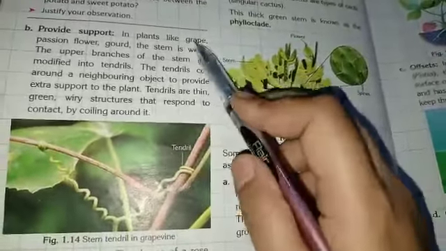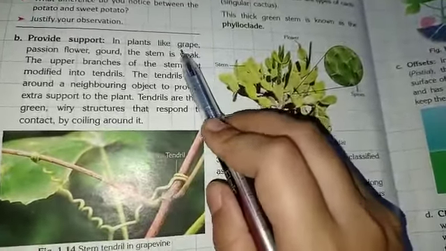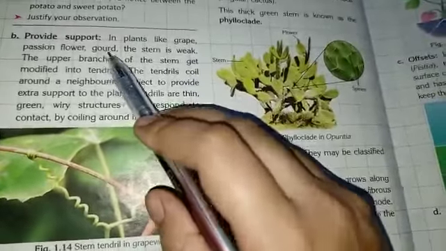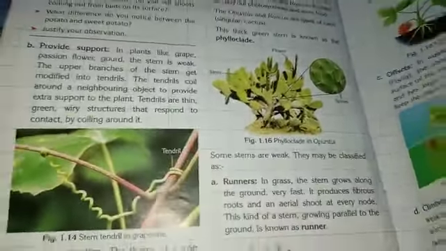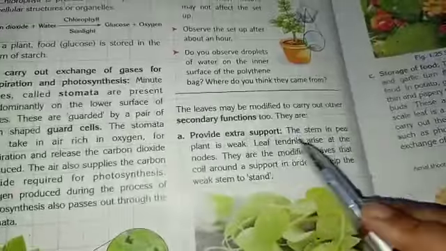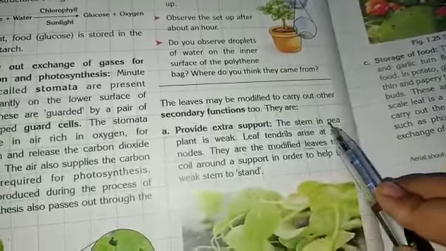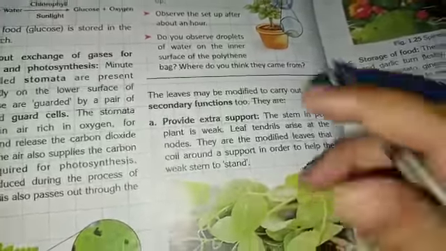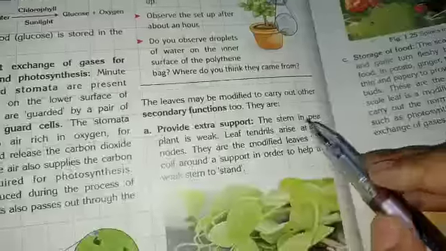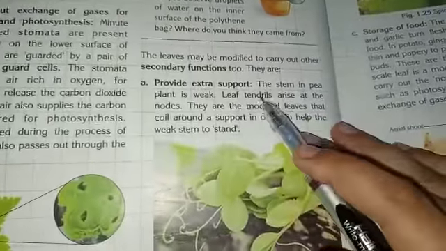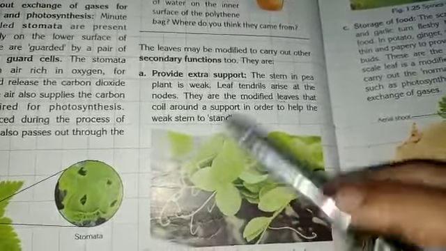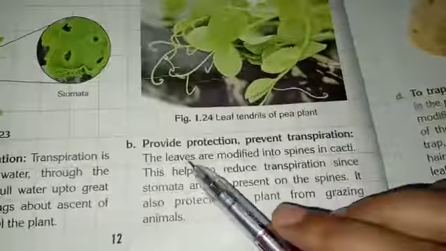So this is grape. You must remember that in grapes and gourds like bottle gourd and sponge gourd, stem tendrils are found. And in the pea plant, the sweet pea which you eat in the winter season, leaf tendrils are found. What are leaf tendrils? Leaf tendrils are modified green wiry leaves which coil around the object to give support to the plant.